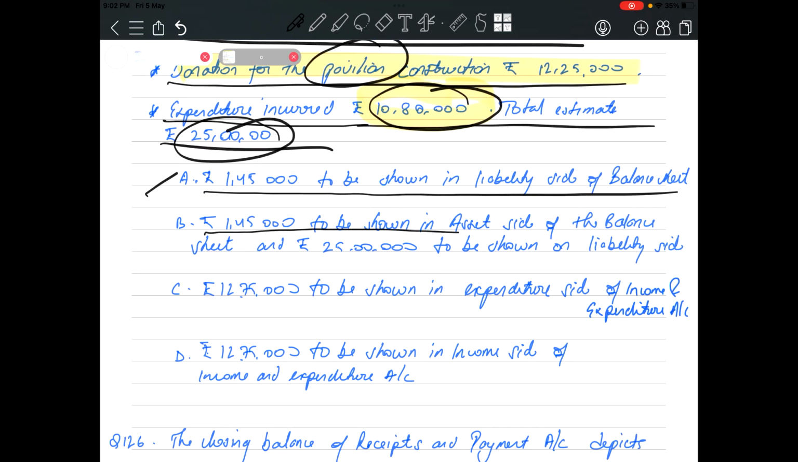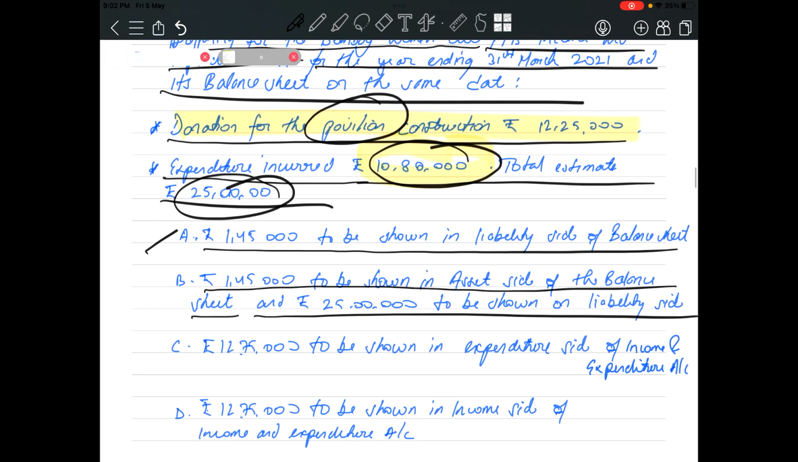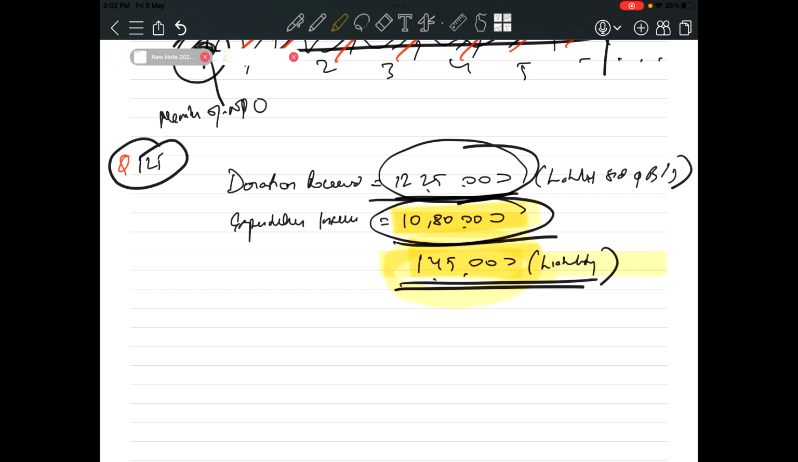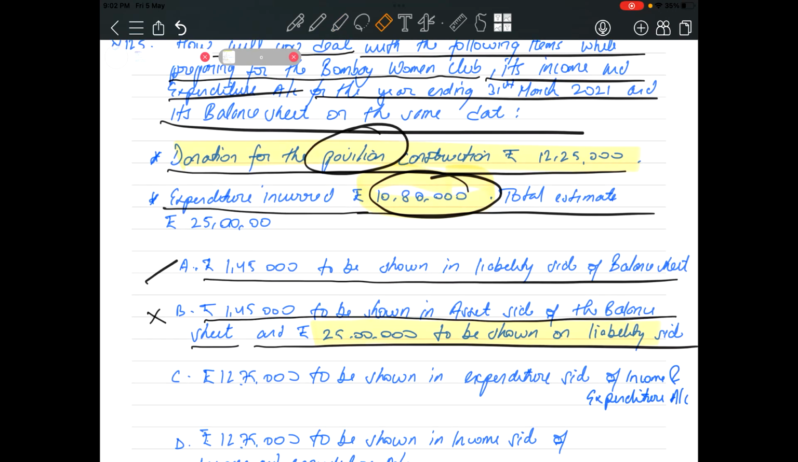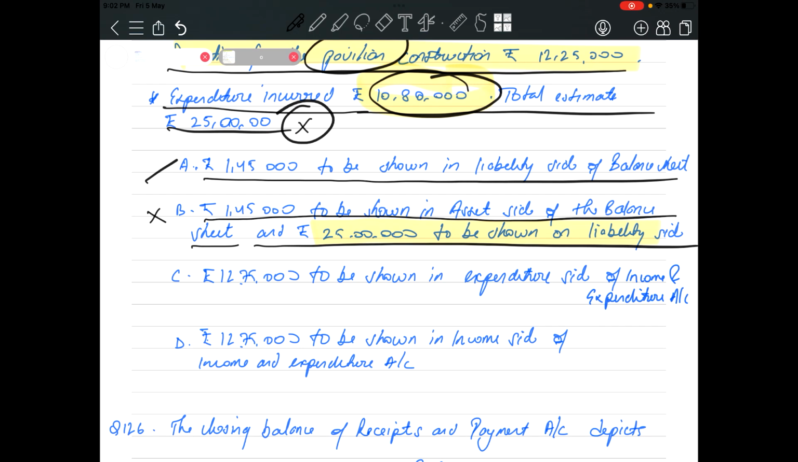Let's see option B. 1,45,000 to be shown on the asset side of the balance sheet and rupees 25 lakh to be shown on the liability side. The option is saying the amount left from the donation should be shown on the asset side. No, this statement is not correct. And what is this 25 lakh? This is the total expenditure which they will incur on the construction of pavilion. Is this the donation received? No, so we don't have to do anything with this. So option B is not correct.